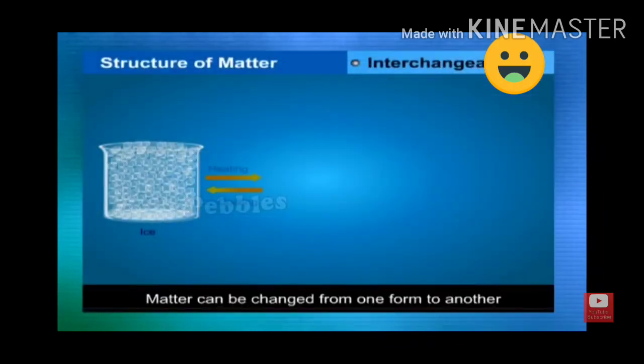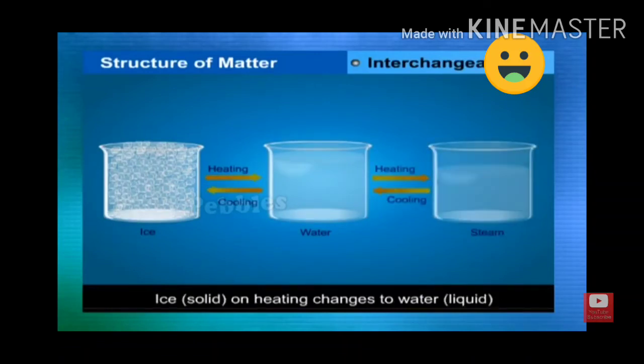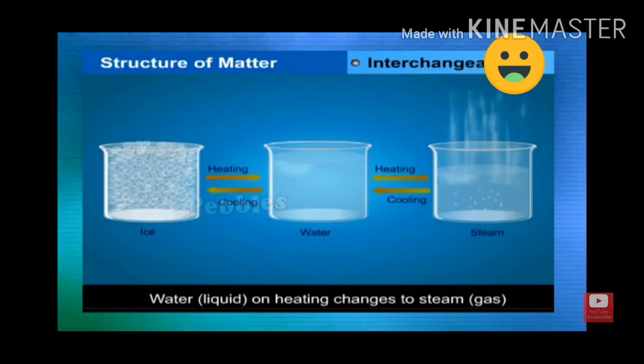Interchangeability. Matter can be changed from one form to another. As we have already read, ice, which is a solid, on heating changes to water, a liquid, and water, the liquid, on heating changes to steam, a gas. This process can also be reversed.